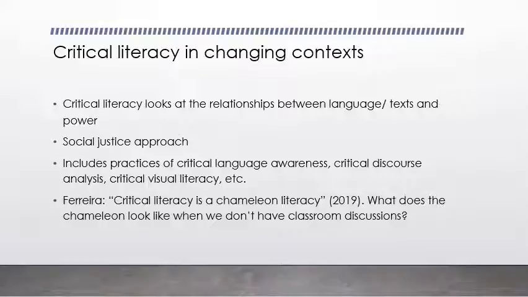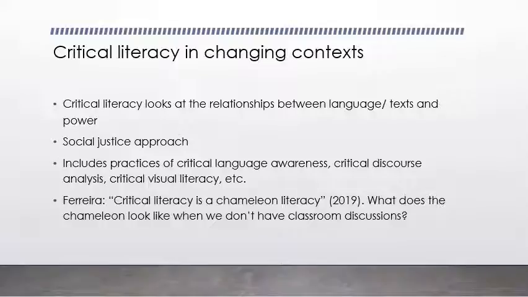It's an approach to teaching in many different subject areas, but particularly in literacy and in English studies, that it's manifest quite a bit, and as well as in history and politics and many other fields. But it always has this social justice approach in trying to look at how power is reproduced in the way that we represent our societies and speak about our societies, or the text that we use within those societies. So it includes practices of critical language awareness, critical discourse analysis, critical visual literacy.